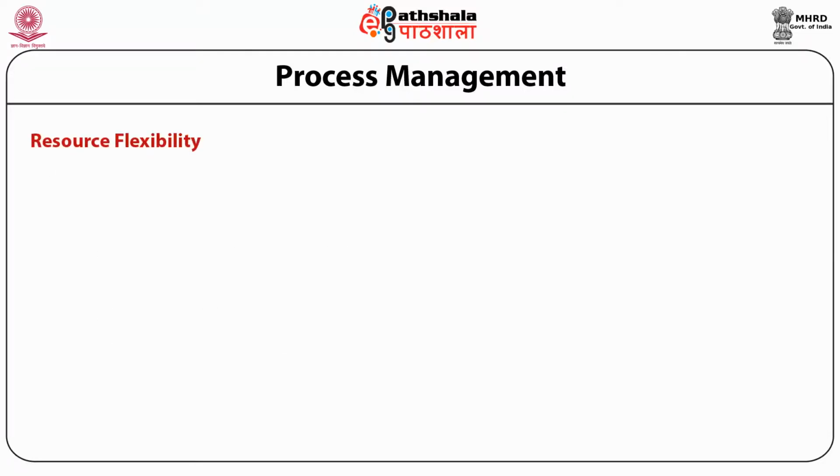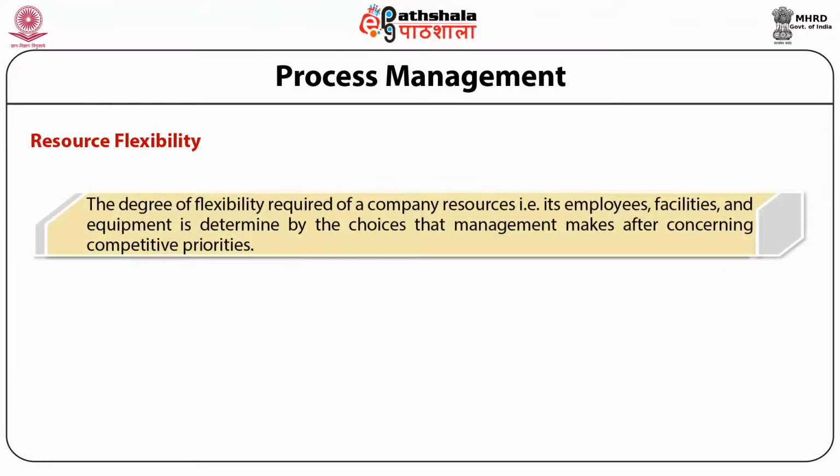Resource flexibility. The degree of flexibility required of a company's resources, its employees, facilities, and equipment is determined by the choices that management makes after considering competitive priorities. For example, a new product or service calls for a short life cycle or high customization. Employees need to perform a broad range of duties and equipment must be general purpose. This type of flexibility is known as product customization.